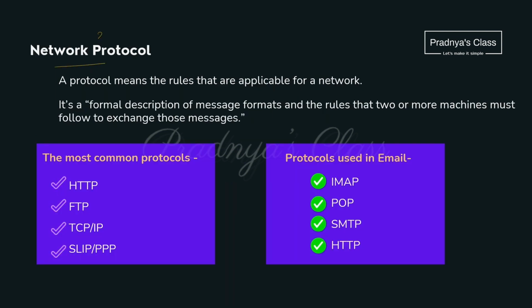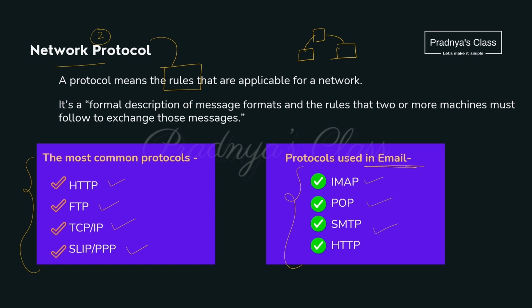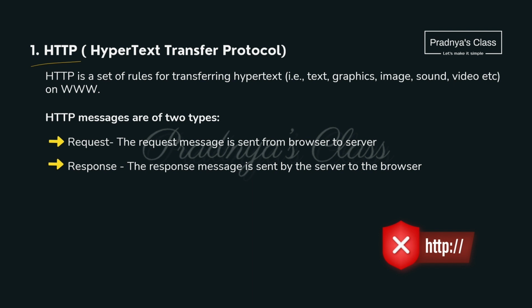Moving ahead to the second important topic of this chapter, that is network protocol. Protocol is nothing but a rule. When we share data over the network, we need to follow certain rules. That is nothing but a protocol. Here are the common protocols we will be studying: HTTP, FTP, TCP/IP, SLIP and PPP. And for forwarding mail, here is the list of protocols that we are going to use: IMAP, POP, SMTP and HTTP.